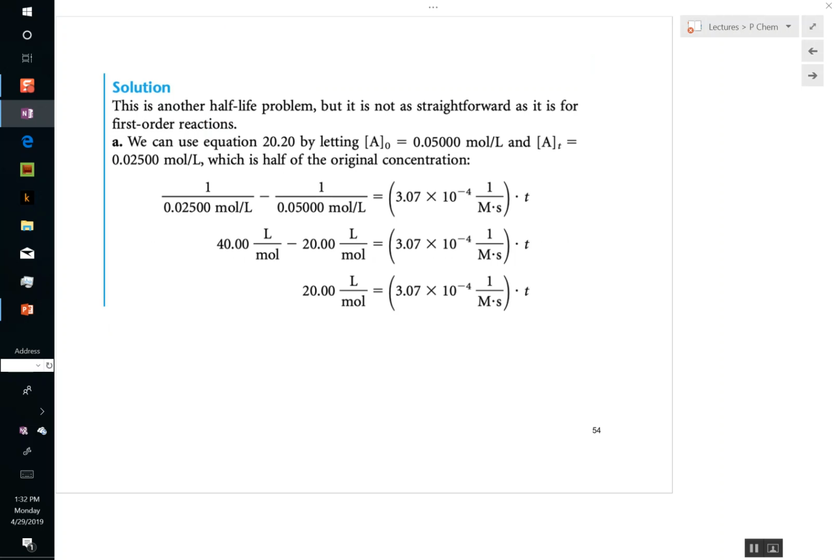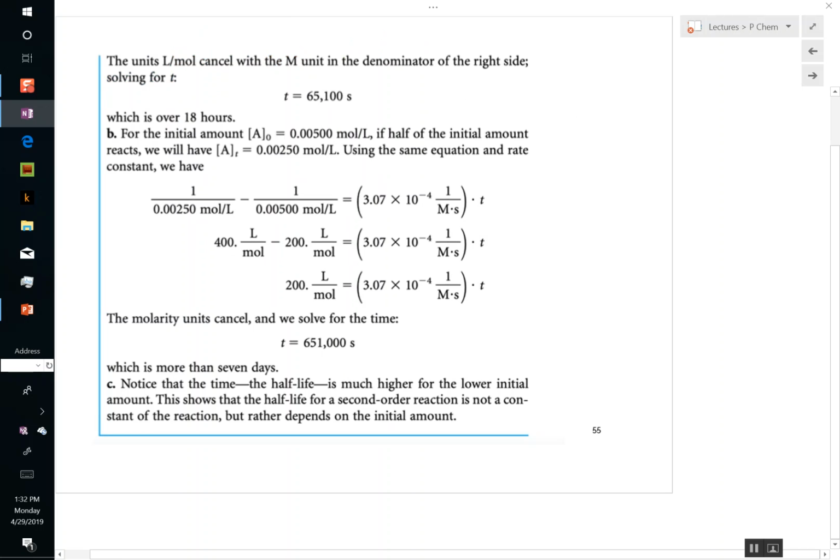Okay, what we had was 1 over the final, at some time t, minus 1 over the initial equals kt, right? So that's how they're setting this up. The question is saying, what is going to be the time at which that is going to diminish by a factor of 2, be half of what it started out originally. So you're working all this out, just solving for t.